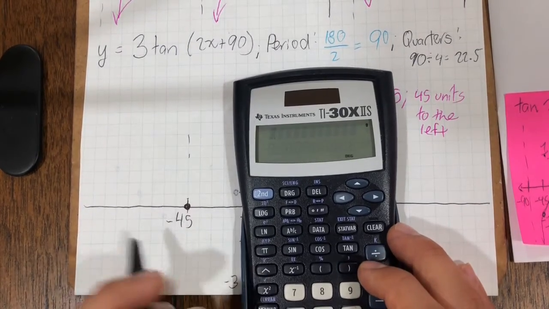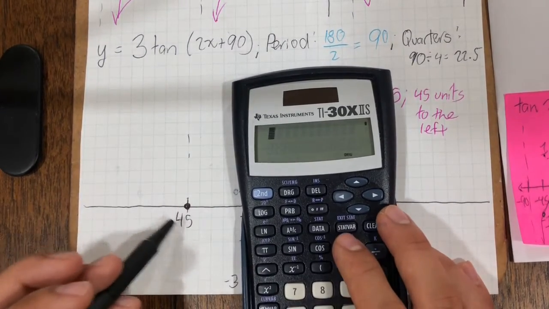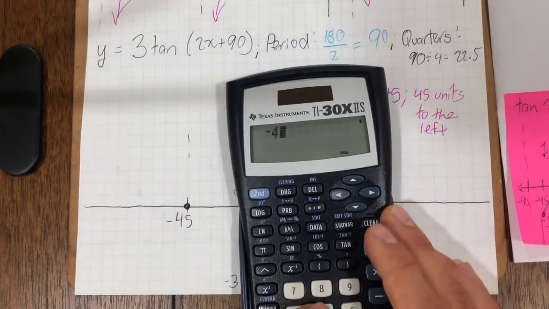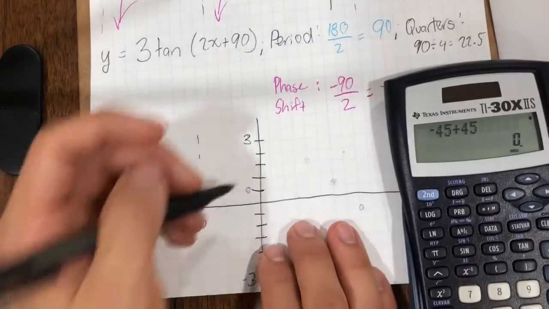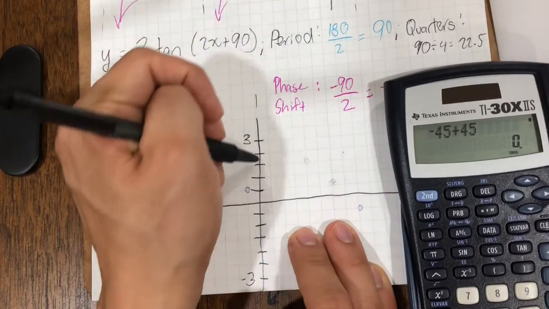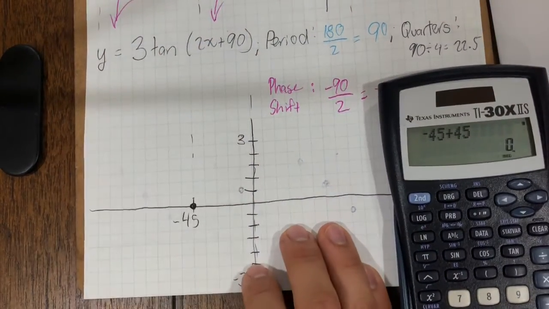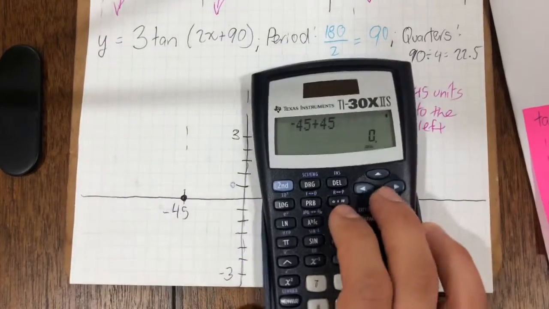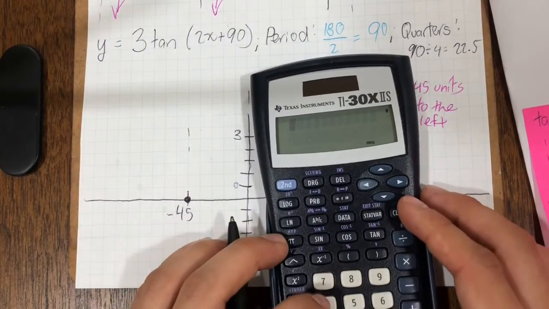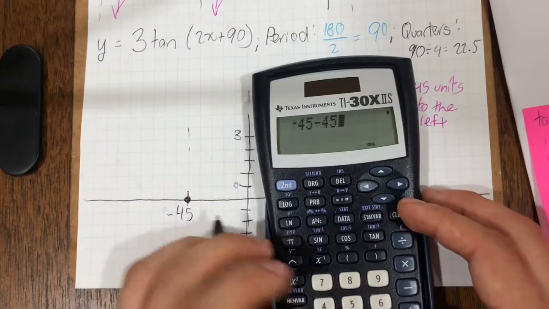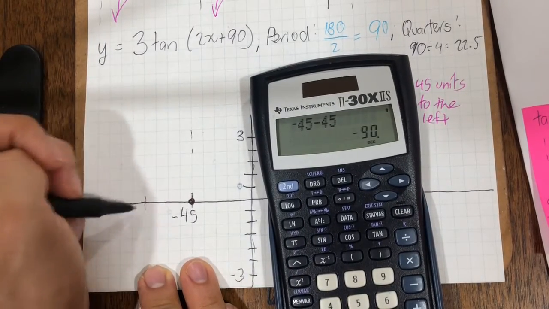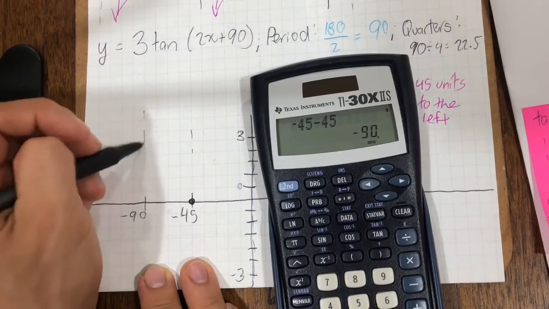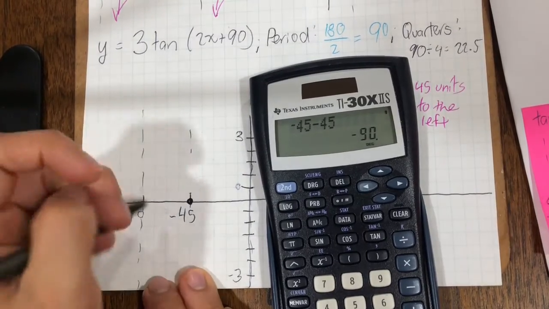So what I can do to get the right side of this point is take -45 and add it to 45, and I get 0. So my 1 asymptote is going to be on the y-axis. And then we have the left side of -45. So if I were to subtract those two numbers, I should get -90. So I'm going to put it, so -90, asymptote. There we go. And then I have the 2 halves.